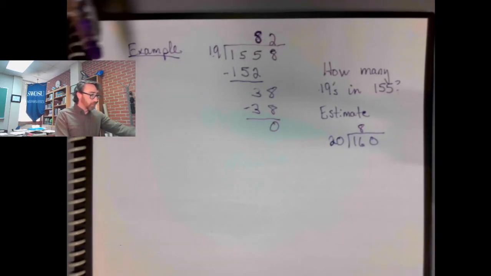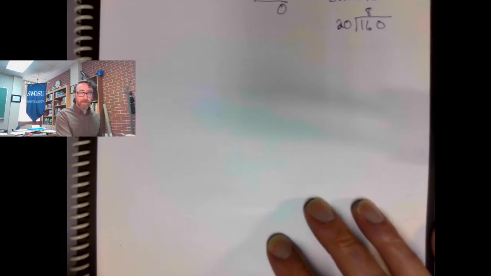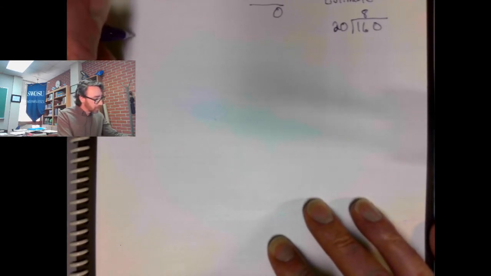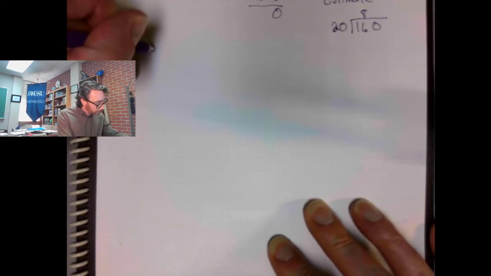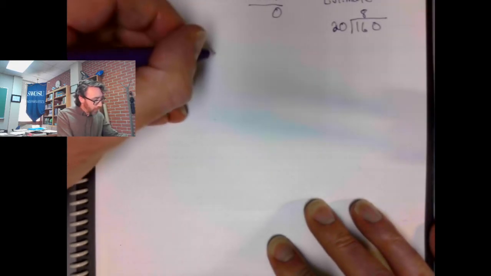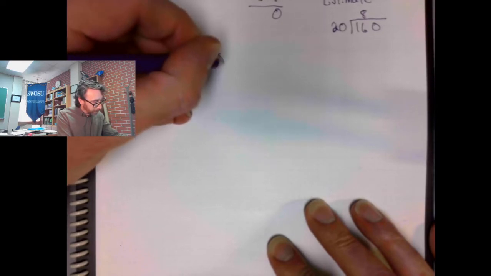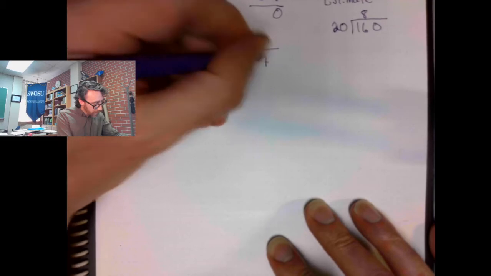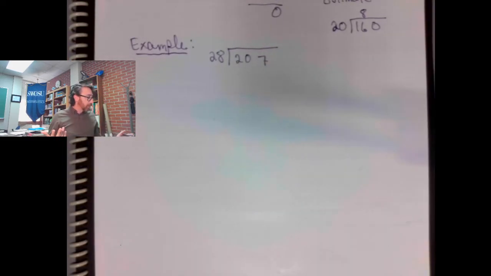Okay, let's do another example here. So right now we want to do 28 dividing into 207. All right, 28 dividing into 207.